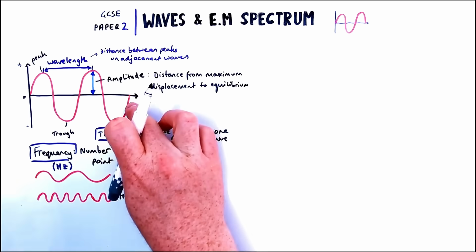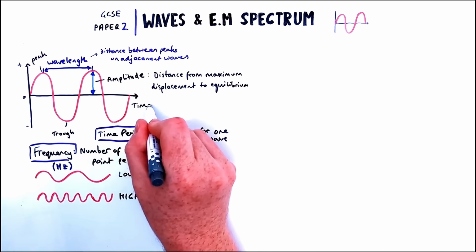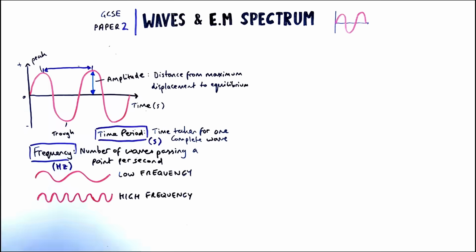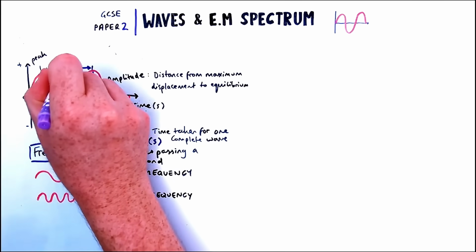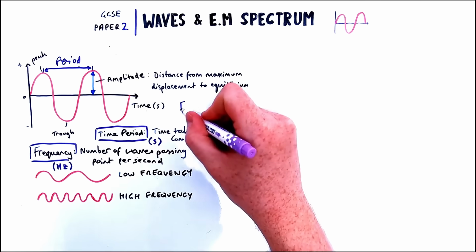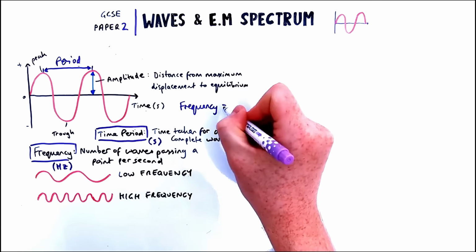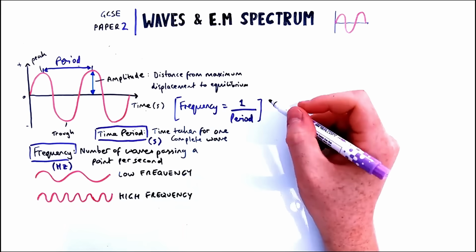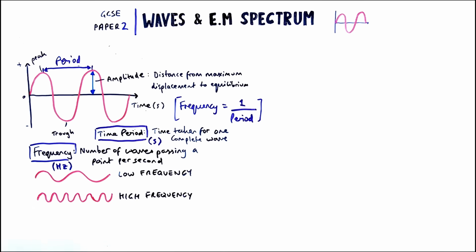Now, if I was to change my graph up here, the x-axis changing from distance to time, so we're looking at how the wave displacement varies over time. Now, what I had labelled as wavelength is now the time period. Because instead of the length of the wave, it's now the time taken for one complete wave on this graph. The relationship between frequency and time period is that frequency is equal to 1 divided by the period, which will be on your equation sheet for GCSE.